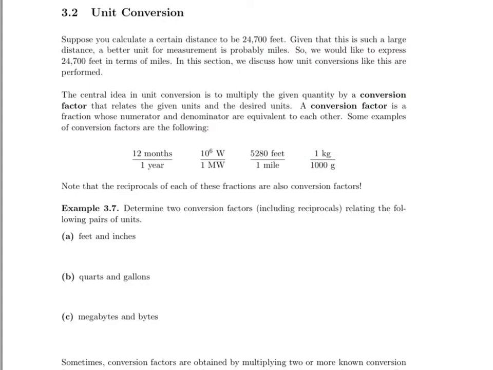One final note. Notice that the reciprocals of each of these fractions would also be conversion factors. So if I wrote the reciprocal of this fraction, for example, that would give me 1 year in the numerator and 12 months in the denominator. Again, the numerator and denominator are equivalent, so that too would be a conversion factor. The reciprocals of all of these fractions would be conversion factors. Let's practice determining conversion factors in the next example.